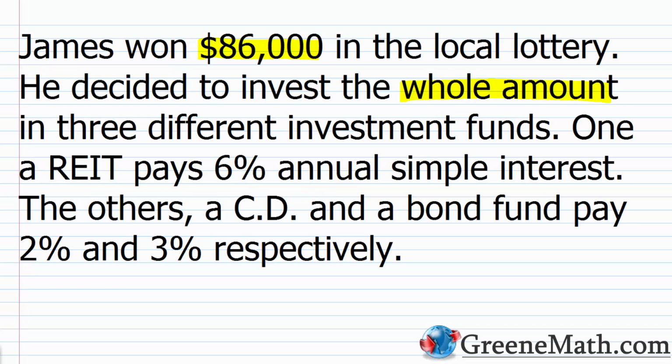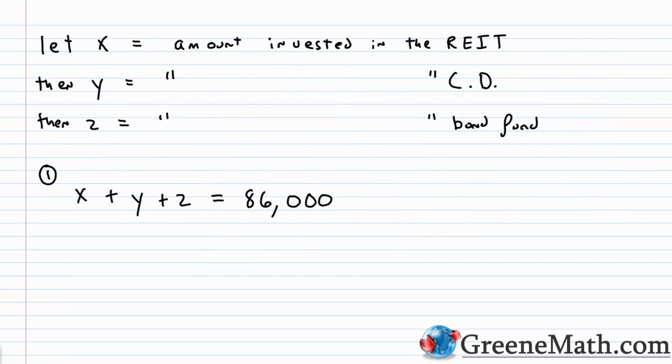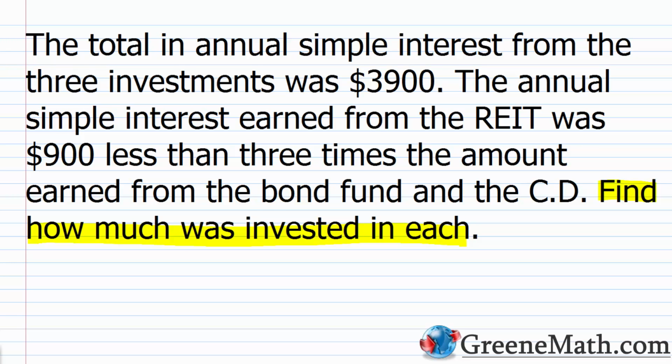All right, so the next thing we see, we have a REIT pays 6% annual simple interest. The others, a CD and a bond fund, pay 2% and 3% respectively. Let me write that down here real fast. So let's put that this one pays 6%, this one pays 2%, and this one pays 3%. Okay, let's go back up. Now, the next part is where we're going to get our next equation. The total on annual simple interest from the 3 investments was $3,900.